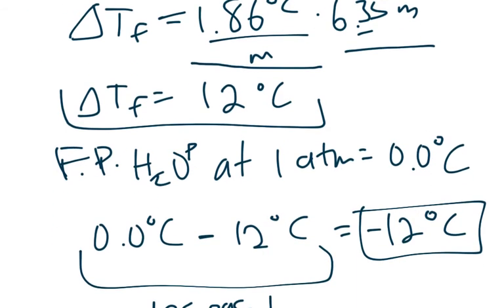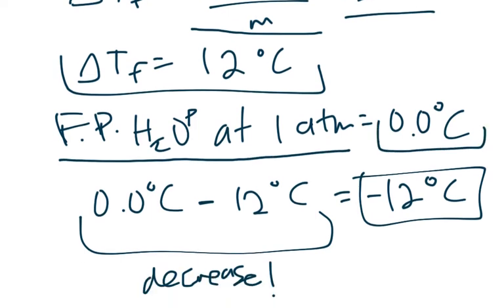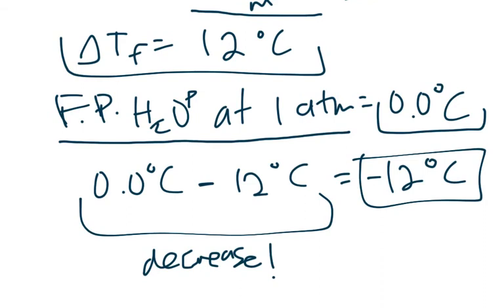So since the normal freezing point of pure water at 1 atm is going to be 0.0 degrees Celsius, then the new freezing point is going to be 0 minus 12 degrees Celsius, since this is freezing point depression, which means that it's going to decrease. So our new freezing point is going to be negative 12 degrees Celsius.